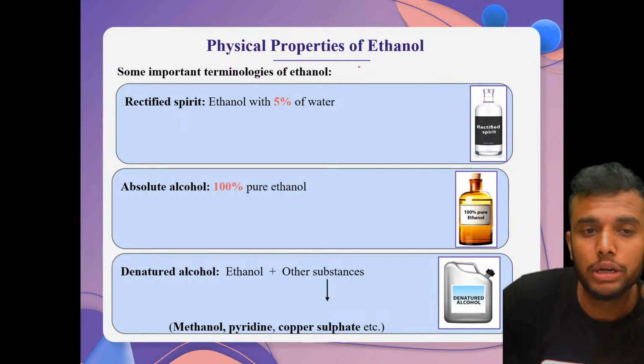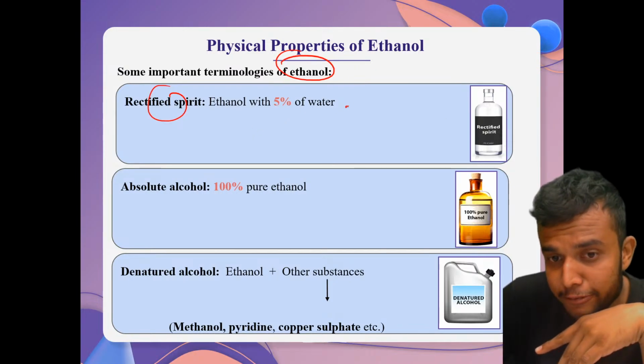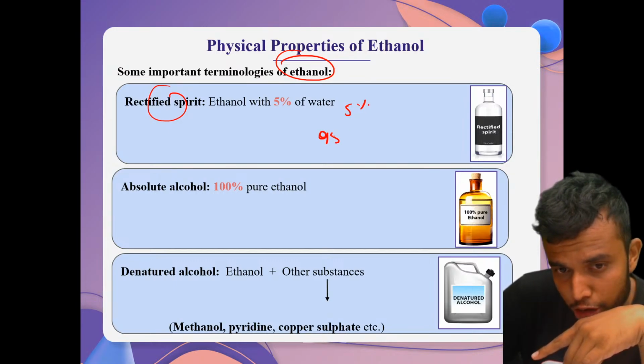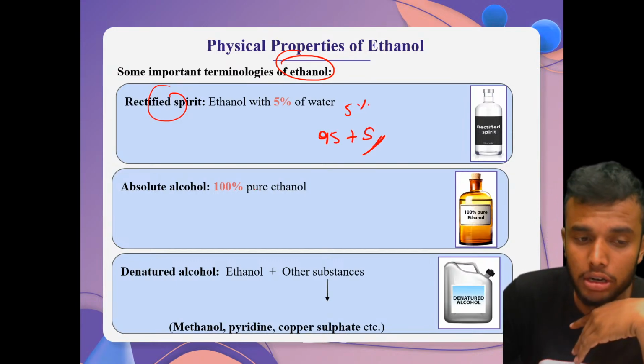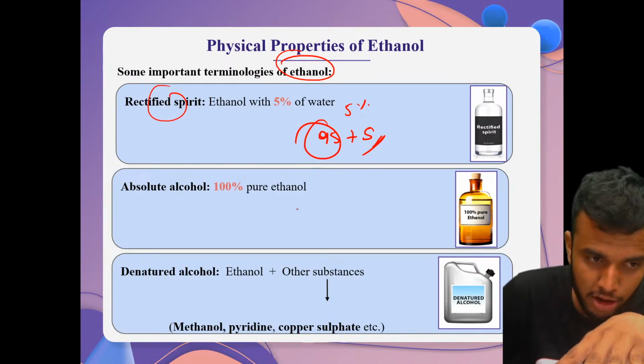Here are some important terminologies of ethanol. Rectified spirit consists of 5% water. That is, 95 ml of ethanol dissolved in 5 ml of water.